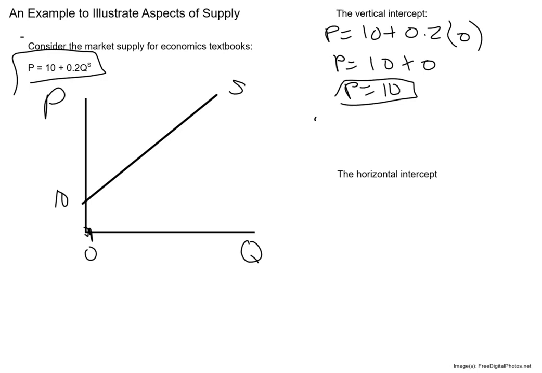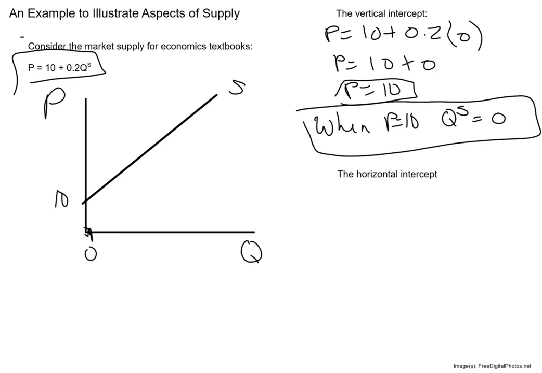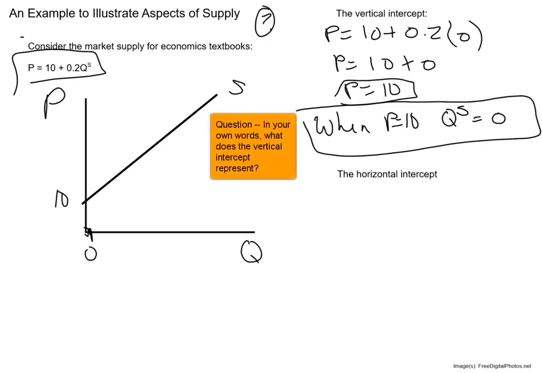And again, this is saying that when P equals 10, QS equals 0. Again, think for a second. Can you explain what that point represents in everyday language? Think about what price would represent on the seller side of the market, and then think about what quantity supplied represents, right? Price represents the price that sellers would sell their good for. QS represents the number of units that sellers would want to produce in the market. So think about what that point would represent.